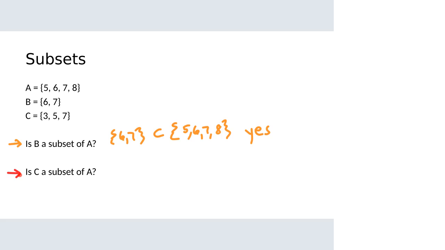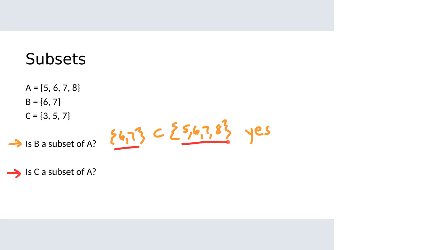C has a 3, there's no 3. They don't have to match all the way, Will. That would make them equal. To be a subset, these just have to all be in here. They don't have to match completely. We just have to be able to create B using only what's in A, and it worked in the top one. C does not contain the same elements.